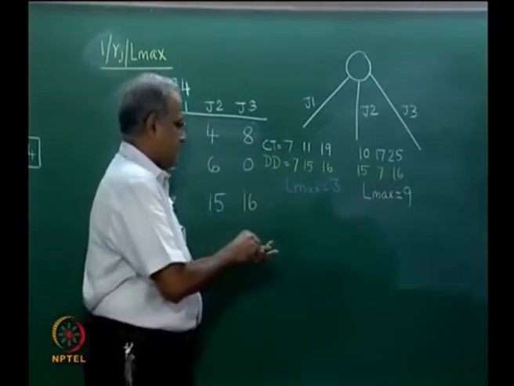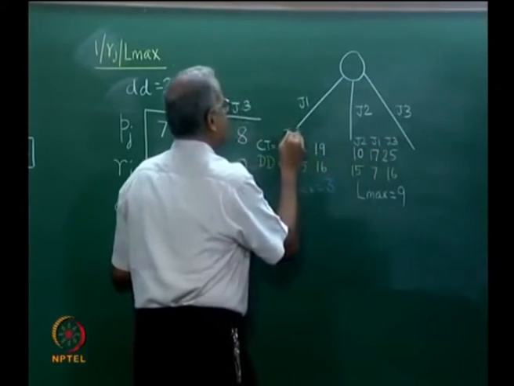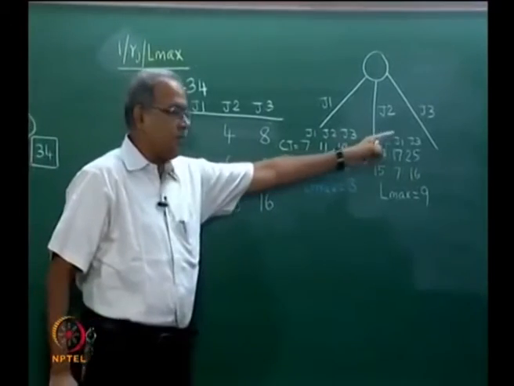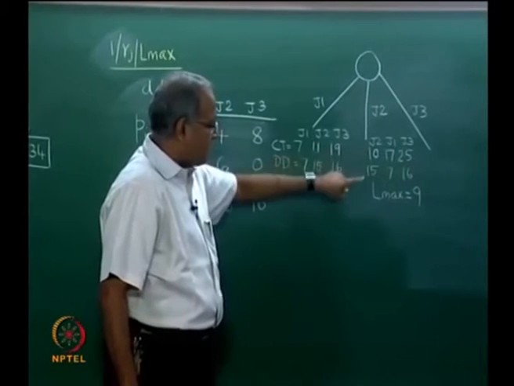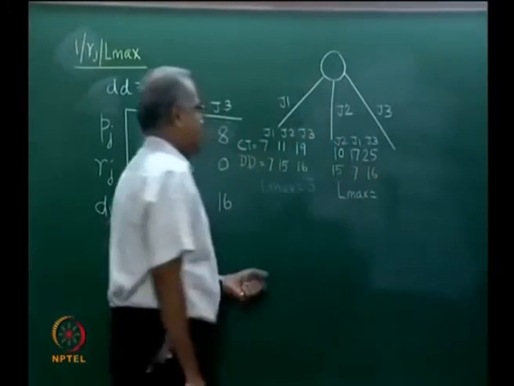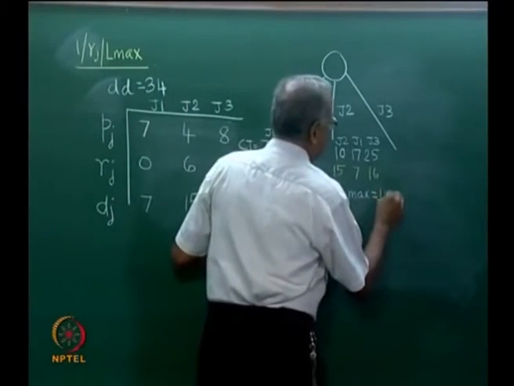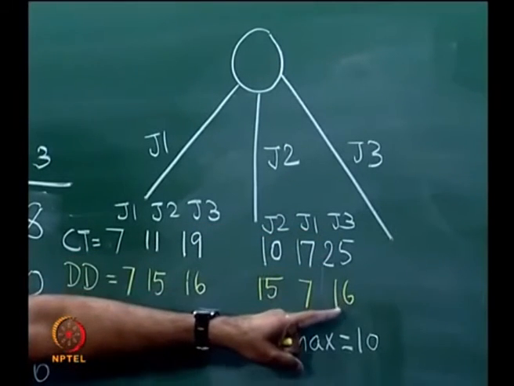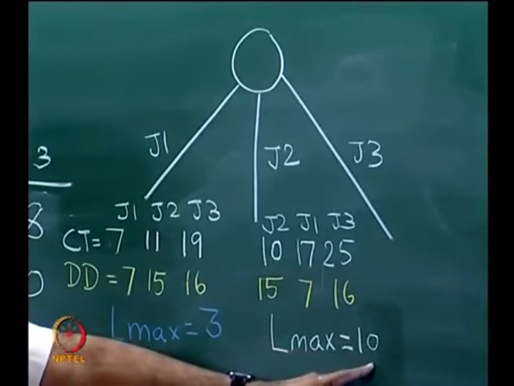Now, this is the sequence J2, J1, J3. The sequence J2, J1, J3 will give us a solution with L max equal to 9. Now, this job is early, this job is tardy with due date equal to 7 and completion time equal to 17. So, L max is equal to 10 from this, and for J3 due date is 16, completion time is 25. So, tardiness is 9. So, maximum tardiness is 10.